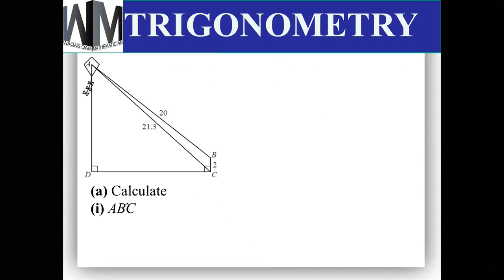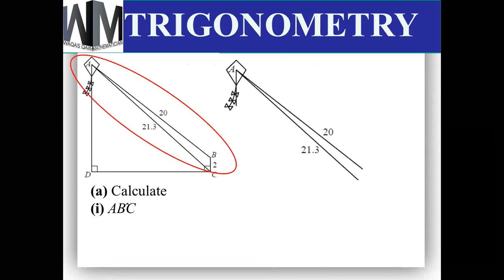For the calculation of angle ABC, we are taking this triangle out of the diagram, and it will look like this. Now in this triangle ABC, we have three sides: AB 20 meter, BC 2 meter, and CA 21.3 meter. And we are going to find out the angle ABC.